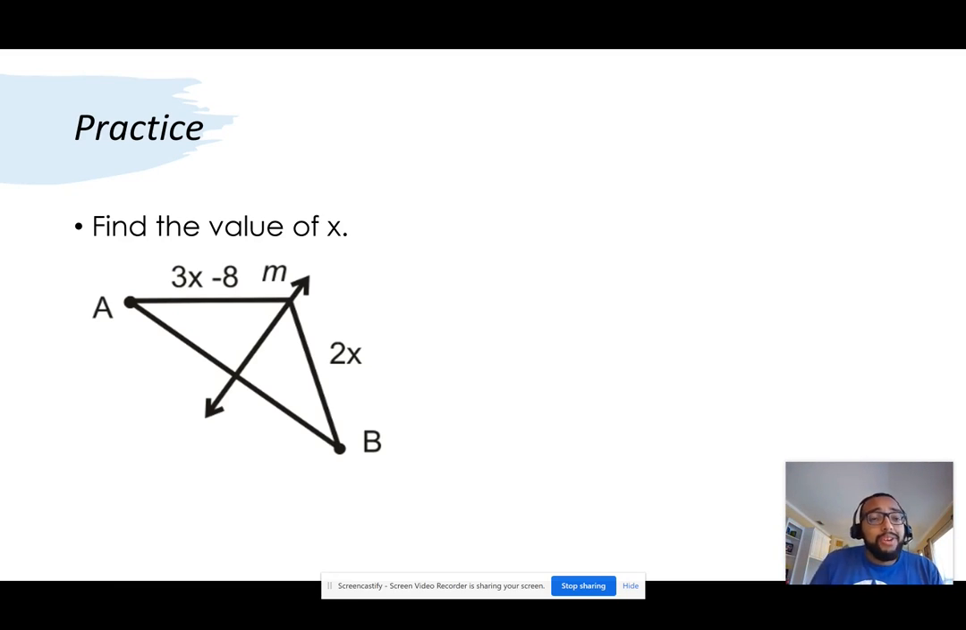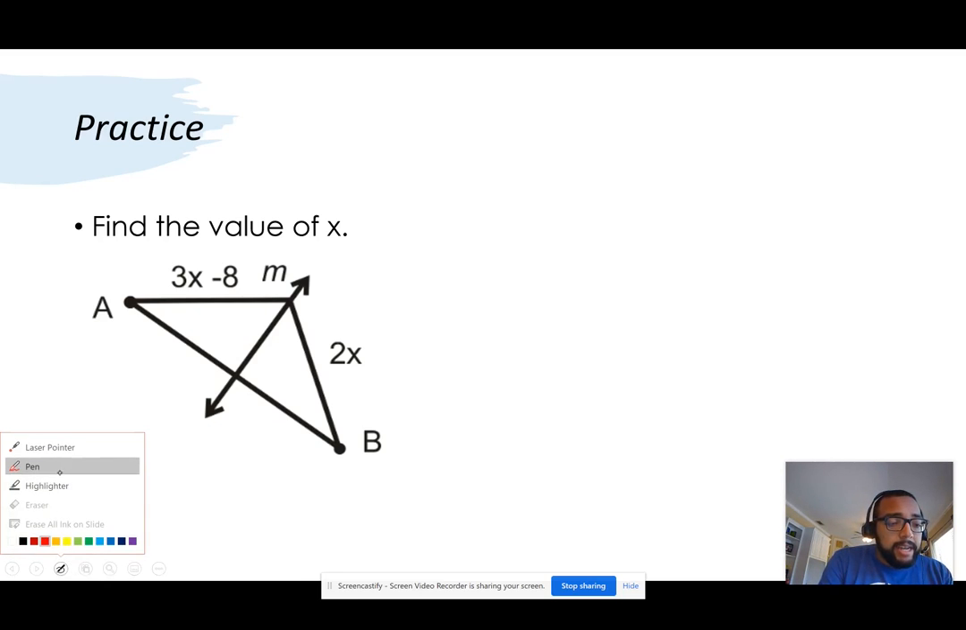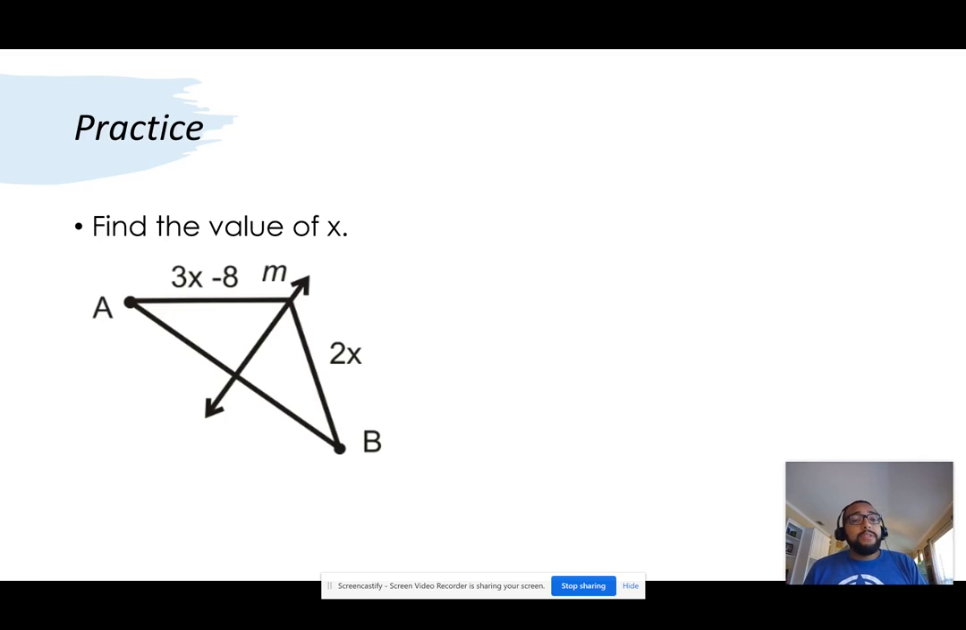So let's practice. We're going to find the value of x. Now let me get a pen out. Remember, if you see here, this is a perpendicular bisector. That word perpendicular means when two things intersect, they intersect at a 90-degree angle. And also that means that we have some similar sides, which is good for us.